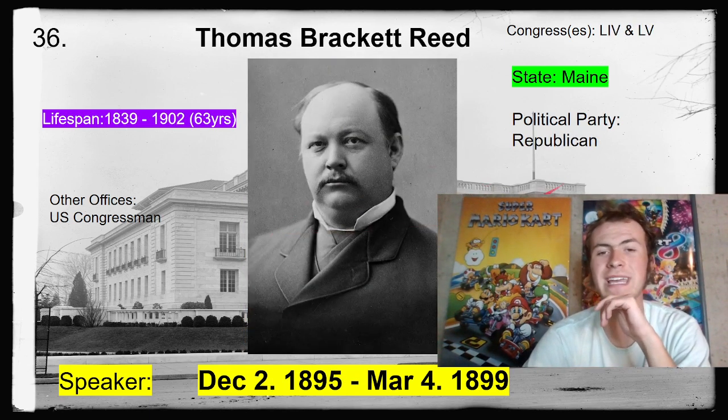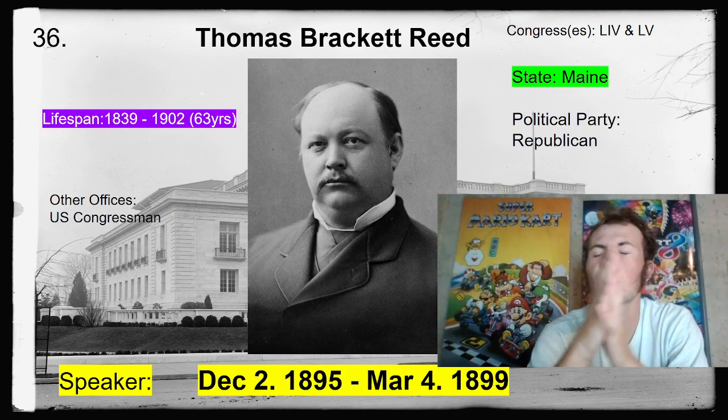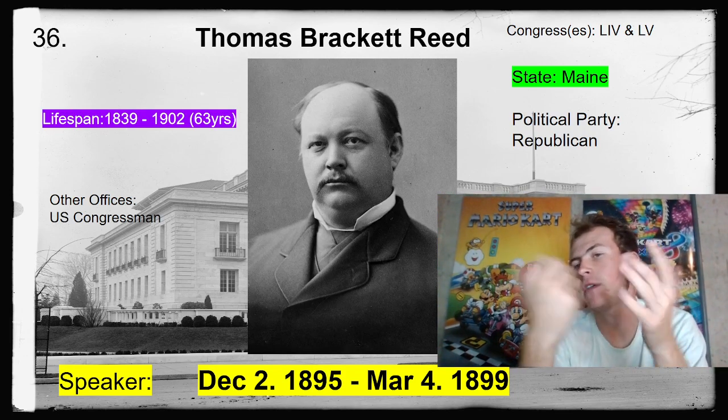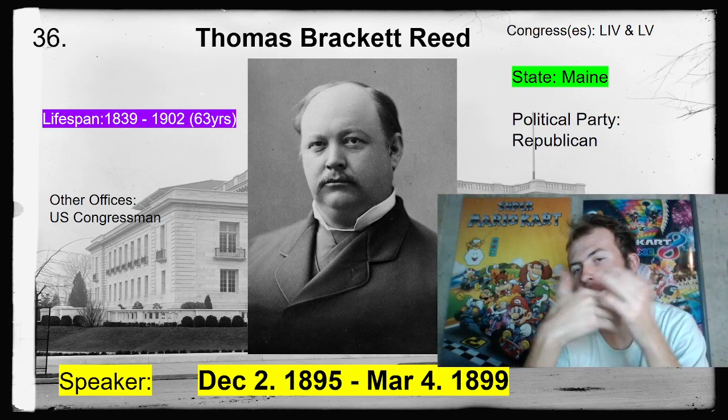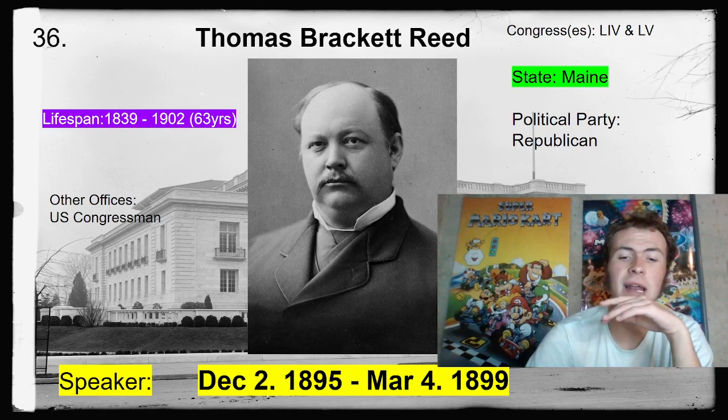Next up is Reed. Speaker Reed is back. He served the 54th and 55th Congresses. He was also, again, a Republican from Maine, 1895 to 1899.